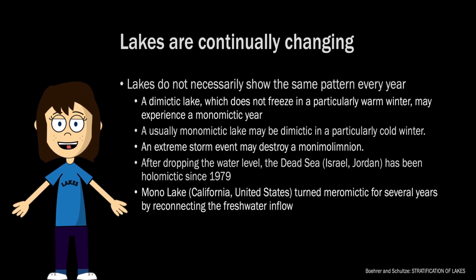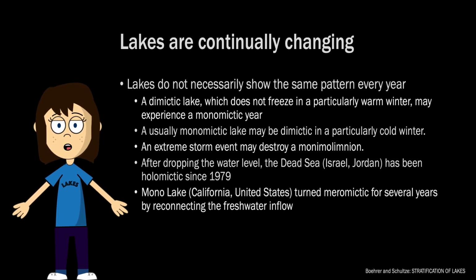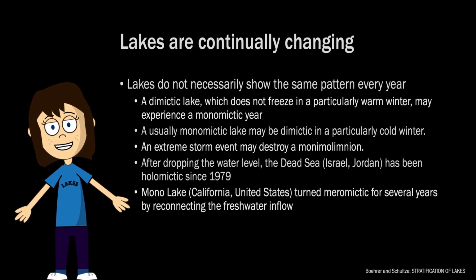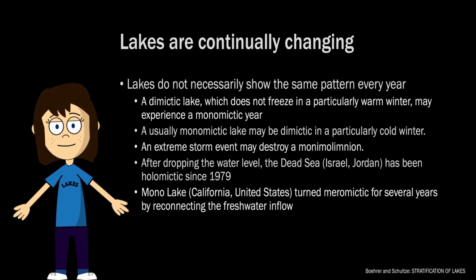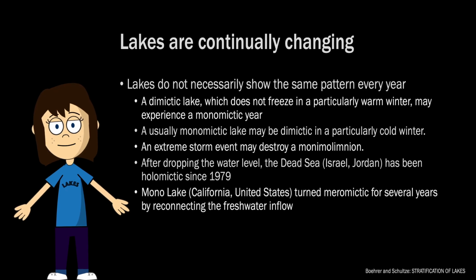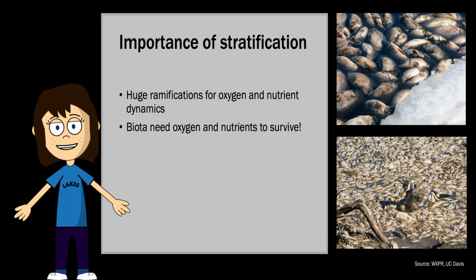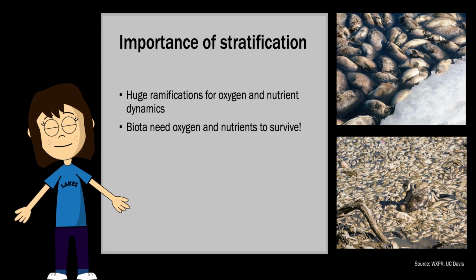There's lots of examples of lakes that have changed because of human influence. For instance, after dropping the water level, the Dead Sea has been holomictic since 1979. And we already saw the case study of Mono Lake, which turned meromictic for several years after reconnecting freshwater inflows into the lake. And as we'll learn later, stratification has huge ramifications for oxygen and nutrient dynamics in lakes.